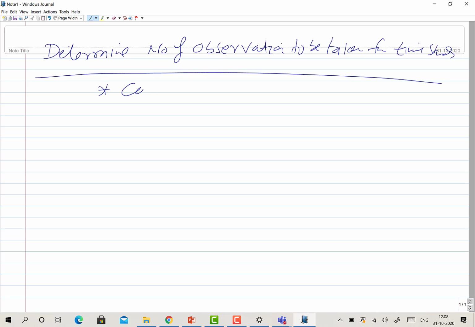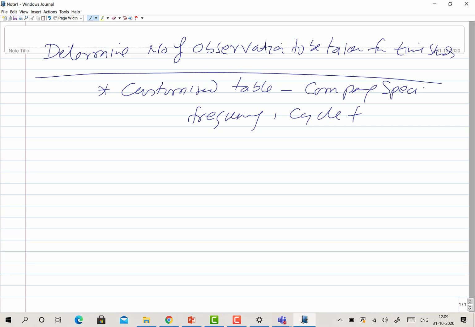One is the customized tables developed by the firms. So this is like company specific. It considers the frequency of occurrence of the activity or the job. Then it also considers the cycle time of the job. These are the two important parameters which are used in determining the number of observations to be taken for conducting the time study.